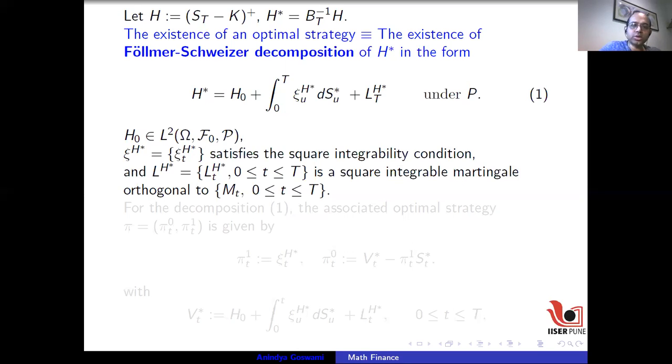Okay, so this blue thing is also a theorem, a statement. So what is this? Let me explain. It needs some explanation. This is your contingent claim, a random variable. And then what is unknown here? This is known, because this is the stock price. You know the mathematical property of this, but these are unknowns. This xi you don't know, L you don't know.